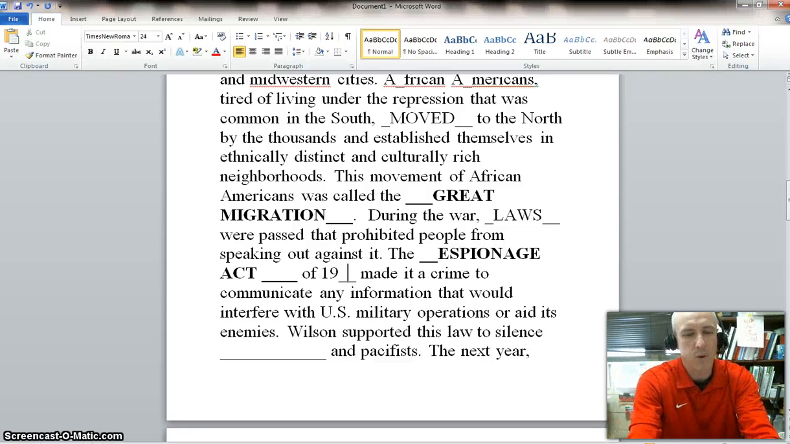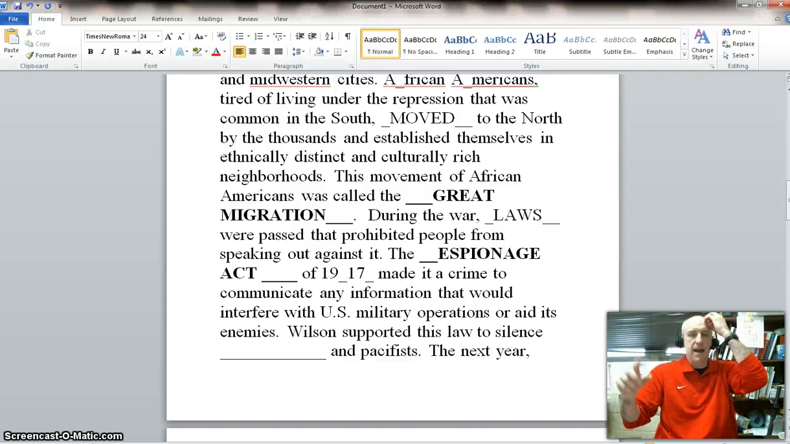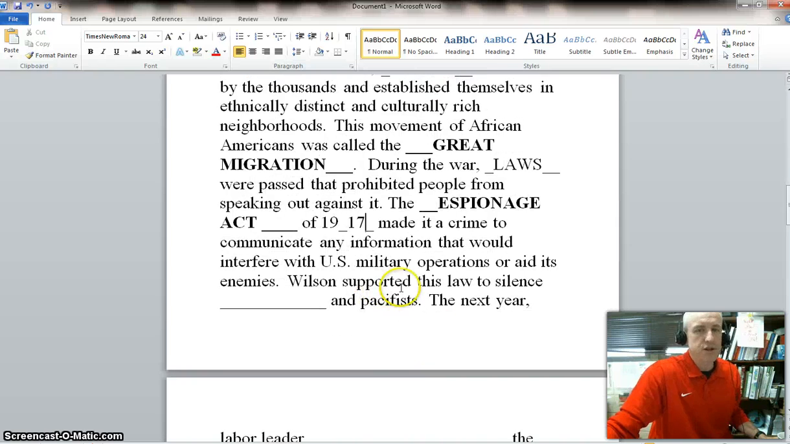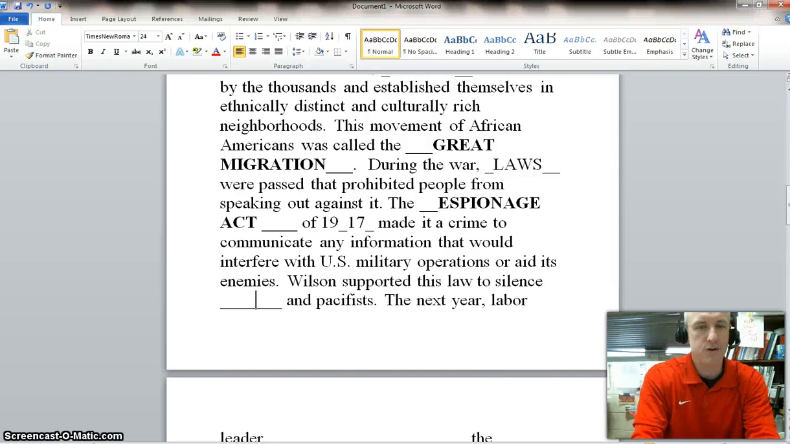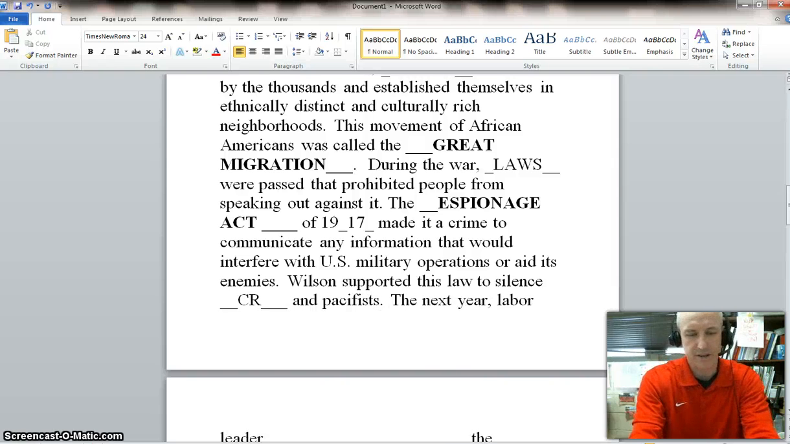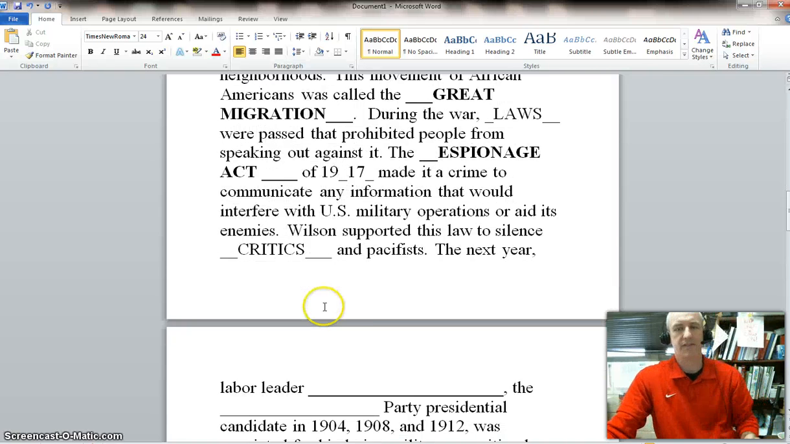It's the year we enter the war. What's the year that we go into the war? 1917, and made it a crime to communicate any information that would interfere with U.S. military operations or aid its enemies. Wilson supported this law to silence, what do you want to call these people? To silence critics and pacifists.